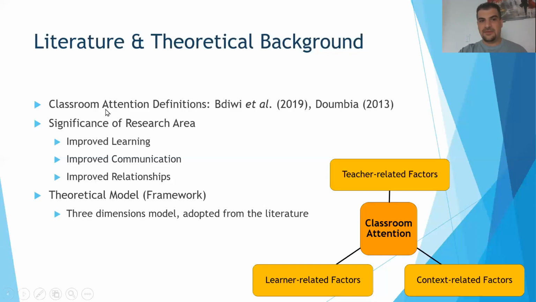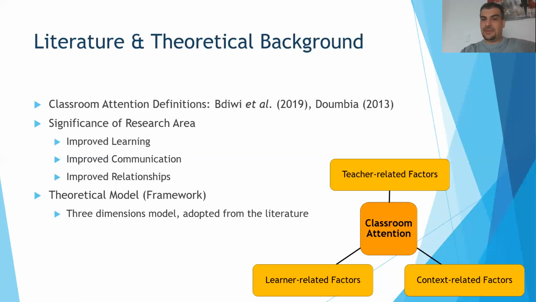Of course, if a teacher is speaking and the students are listening or paying attention, they would be learning. But if they're not listening and maybe they're in a totally different world, that will be a problem and they will not be learning. So better attention will have better learning. And also one very important incentive for improving student attention is improving communication as well. Since they are paying attention, they can have better communication, and consequently, they will also have a better relationship in the class.